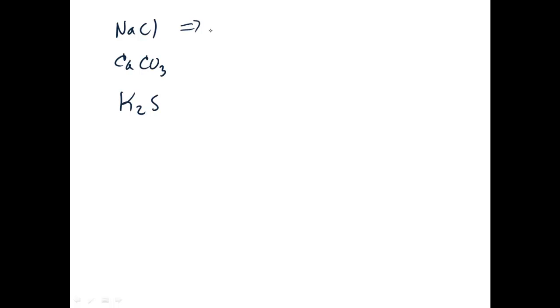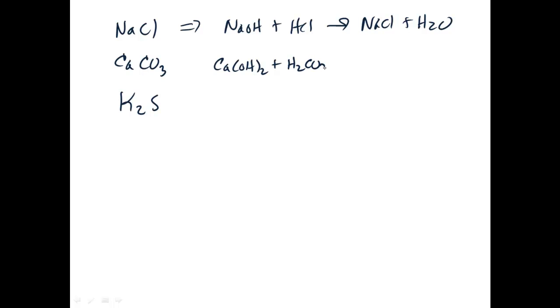So from sodium chloride, you'd say, well, that's sodium hydroxide reacting with hydrochloric acid, and I get sodium chloride, the salt, plus water. For the calcium carbonate, it'd be calcium hydroxide reacts with carbonic acid, and I get calcium carbonate plus water. And we'd have to balance that, right? We'd have to put a 2 here. Yeah.